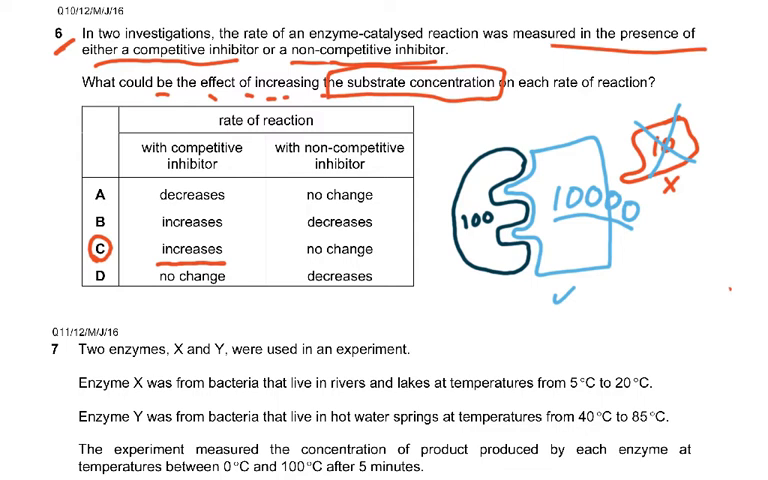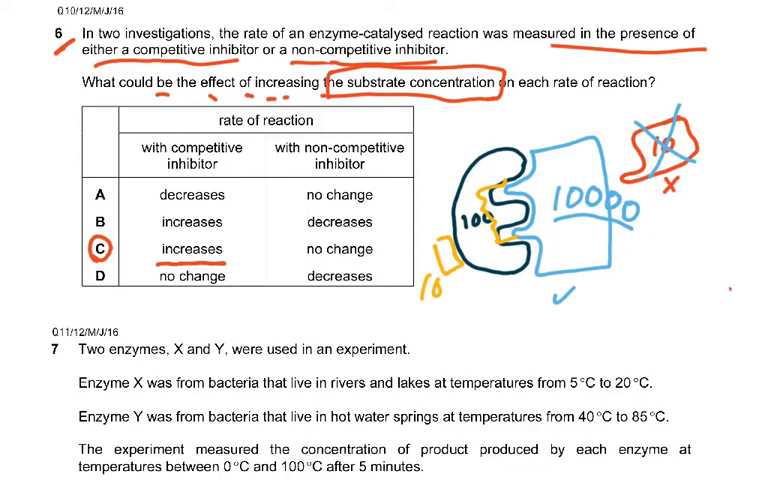But with a non-competitive inhibitor, it's not going to increase. With a non-competitive inhibitor, you have a totally different situation. You add something to the other site and the active site changes. So if you've added 10, 10 active sites have gone. So you now only have 90 active sites.